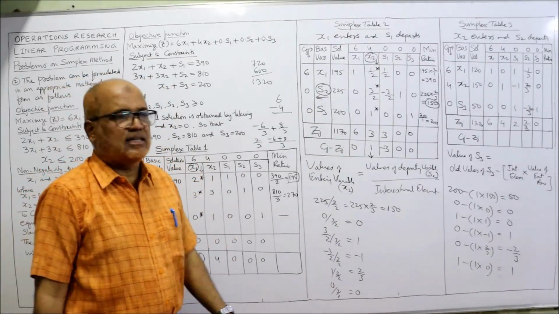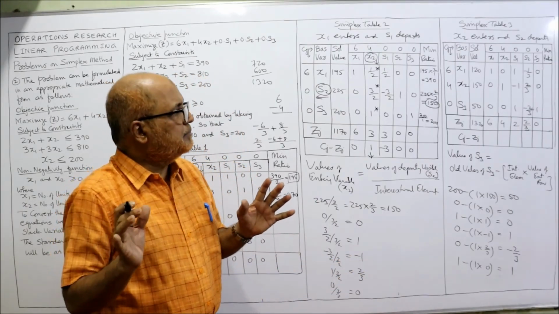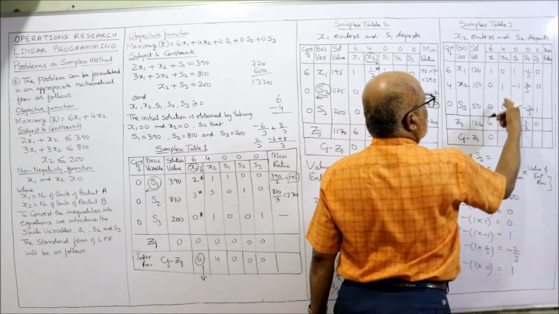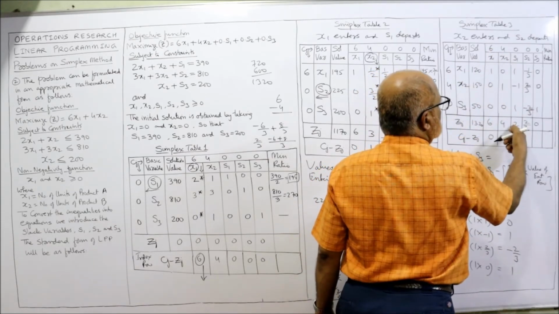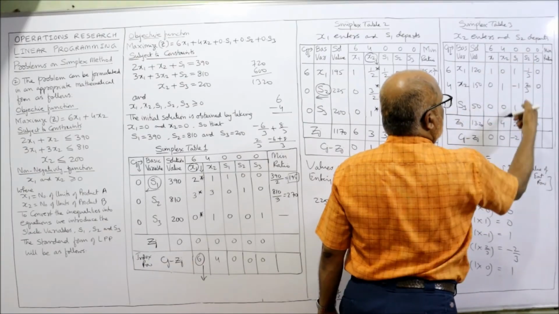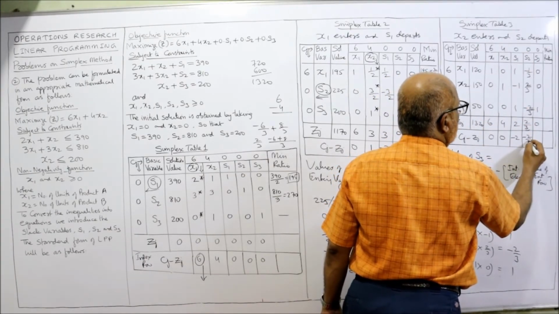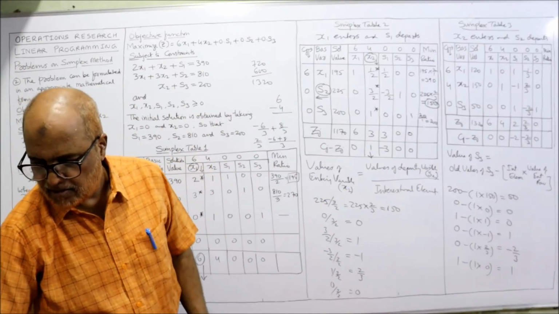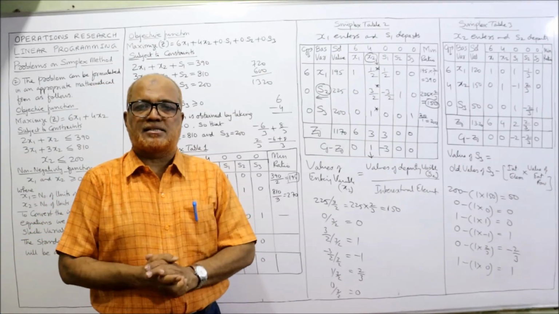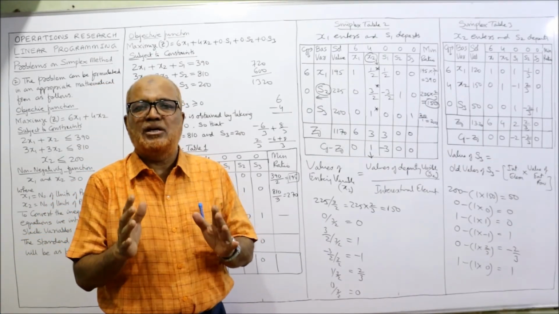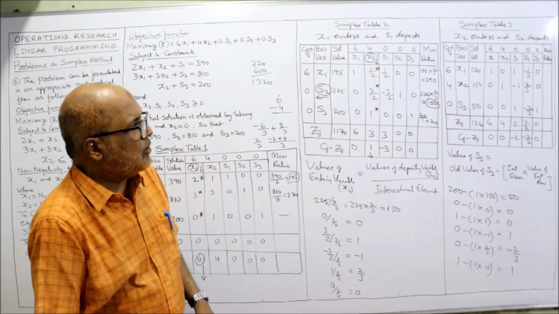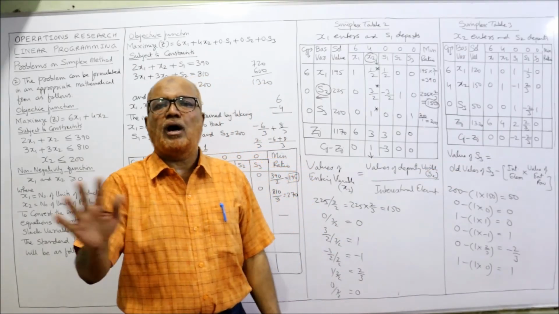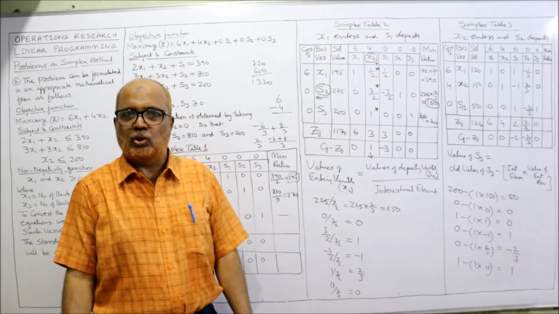Now Cj minus Zj. Final. This is the index row elements. So 6 minus 6, 0. 4 minus 4, 0. 0 minus 2 is minus 2. 0 minus 2 by 3 is minus 2 by 3. And 0 minus 0, 0. That's it. So optimality test says all the index row elements should be zeros and negatives. And we got index row elements 0, 0, minus 2 by 3, 0. All are zeros and negative. We reach the optimum solution.